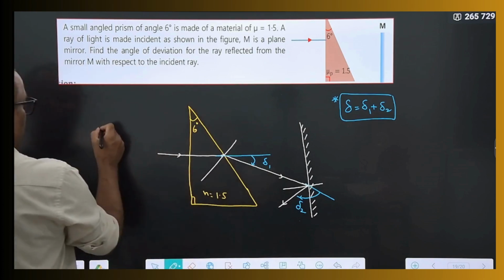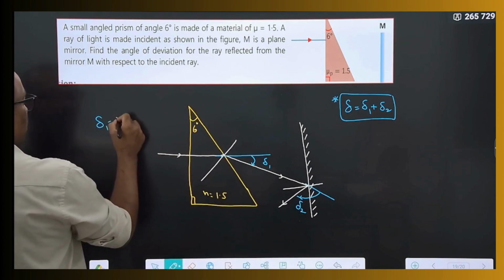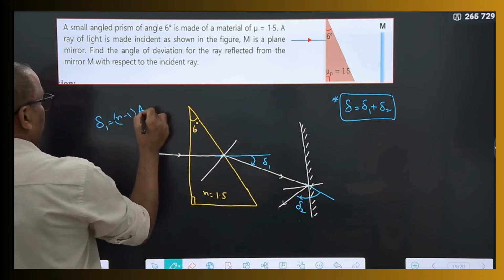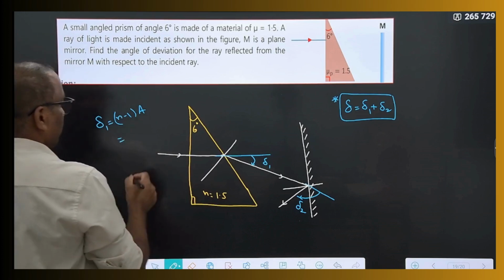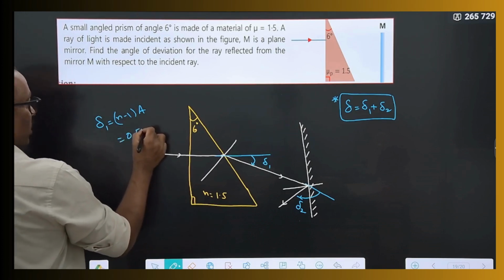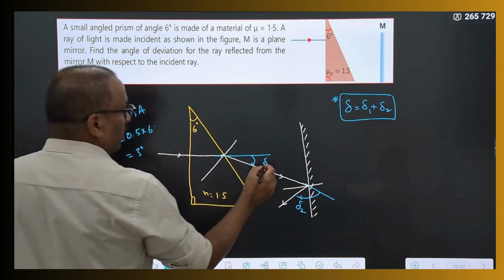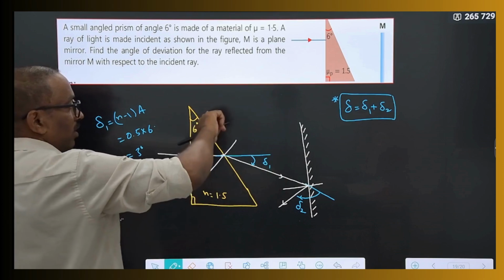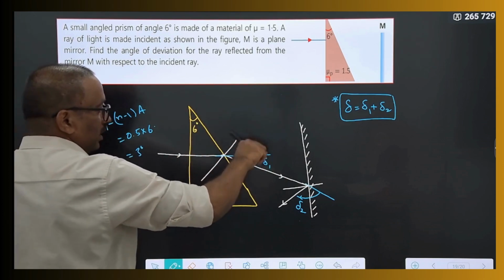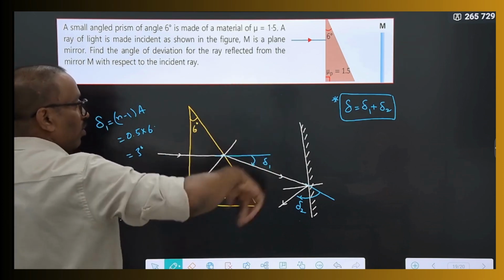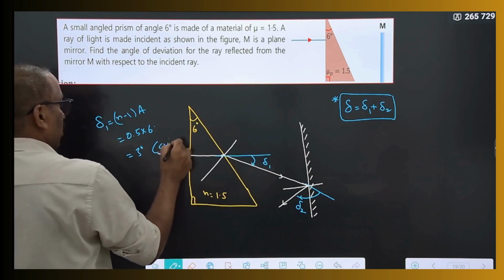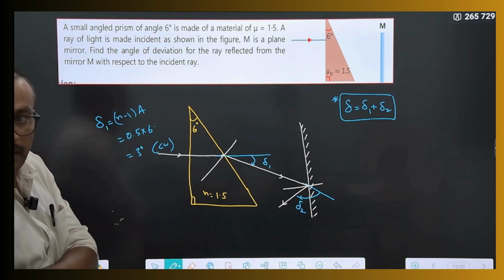What will be the formula here? Delta 1, deviation 1, is n minus 1 into A. N is how much? 1.5, that means 0.5 into 6 degree. So, that is nothing but 3 degree. Delta 1, I got it as 3 degree. How is it? It went like this, so it is going clockwise. This is your clockwise. Clear?